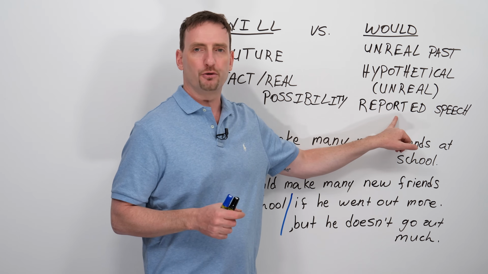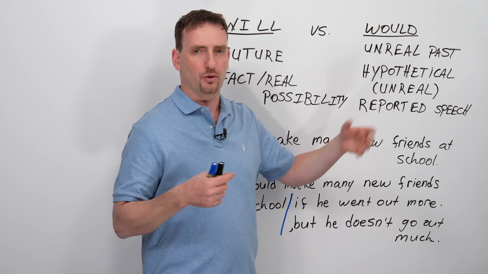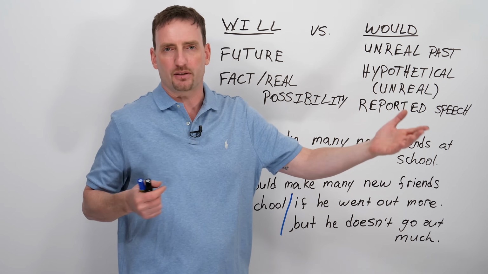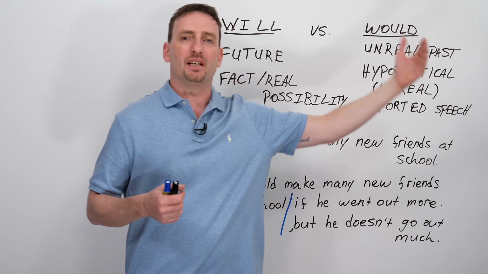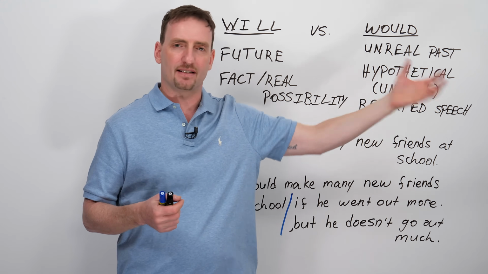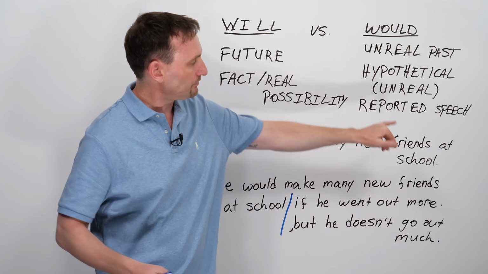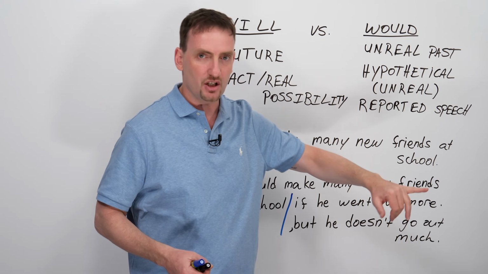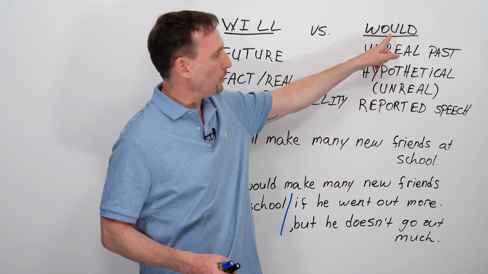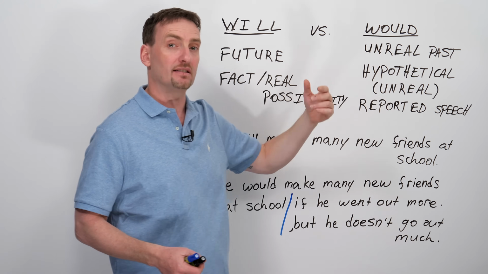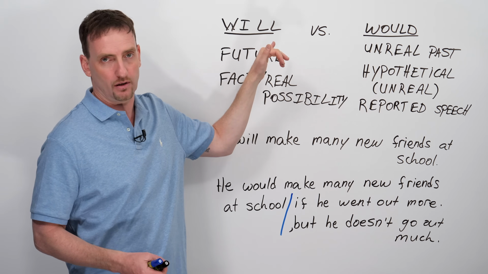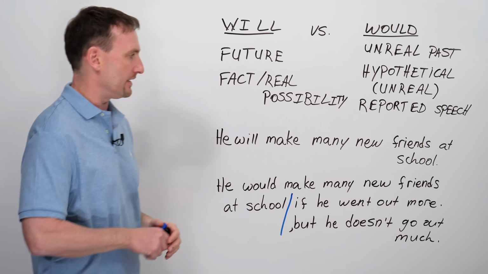And we also use it to report speech. So we call this indirect reported speech. I am saying what somebody else said. So somebody said something to me, and I'm telling you what that person said. So that's indirect reported speech. And in this case, would acts as the past tense of will. And we're going to see examples of that as well.